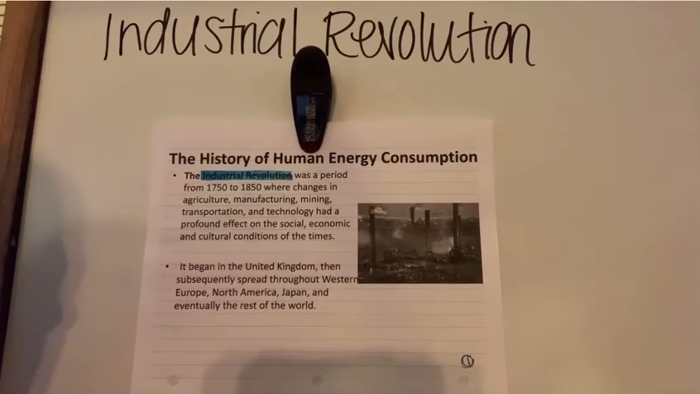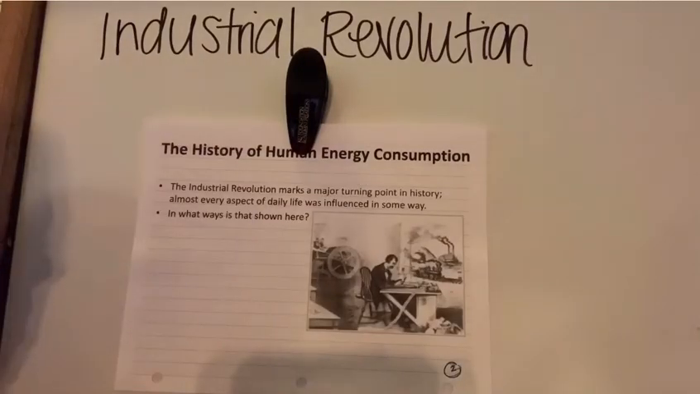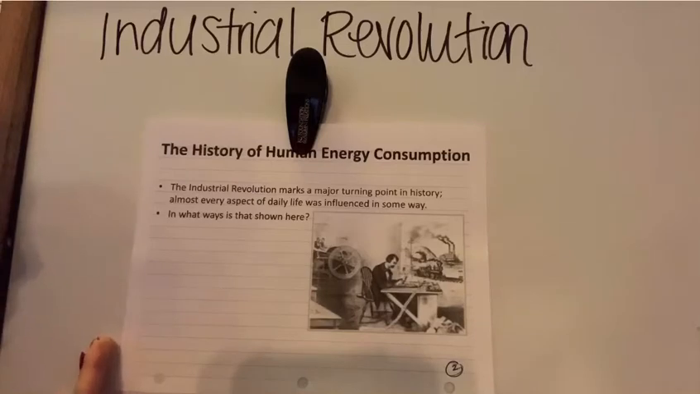The Industrial Revolution began in the United Kingdom, and subsequently spread throughout the world in Western Europe, North America, Japan, and then eventually the rest of the world. The Industrial Revolution marked a major turning point in history, and it influenced almost every aspect of daily life.